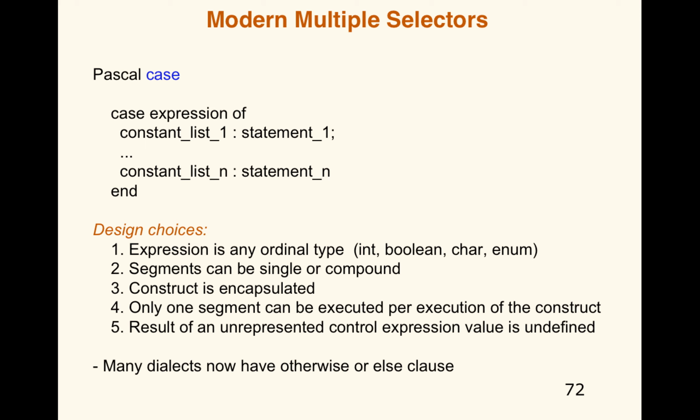C++ added the switch, which kind of made it a little bit easier to read. Only one selection can be executed per execution of the construct. It didn't allow multiples. It wasn't freed up like C and C++, where multiple of the cases could execute. Only one of them could. The result of an unrepresented control expression value is undefined. It didn't have that in there. It was just undefined. So many other dialects here, they have otherwise or else clauses. In Python, you can actually put an else in the case switch.